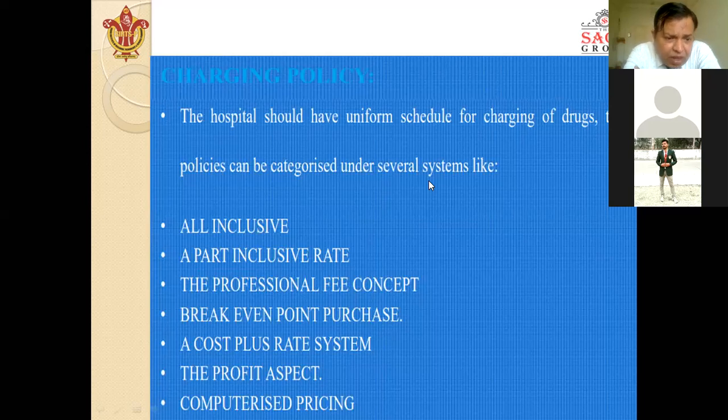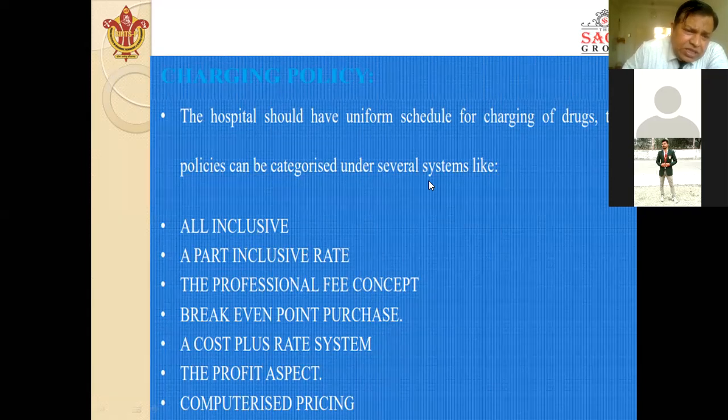Another charging policy is the professional fee concept. Another is break even point purchase. Now, next is a cost plus rate system. Another is the profit aspects. And next is computerized pricing. These are the charging policies followed by various hospitals in their daily practice.